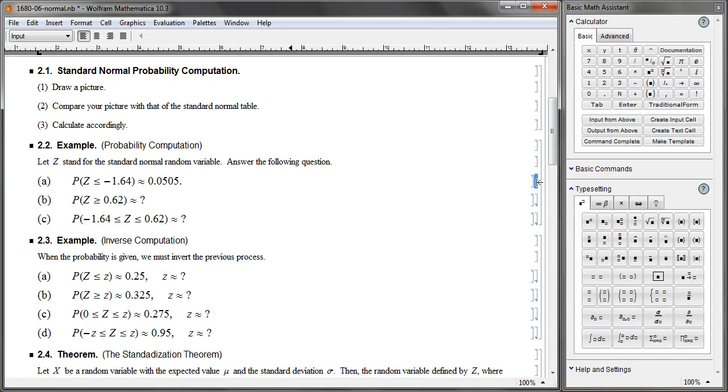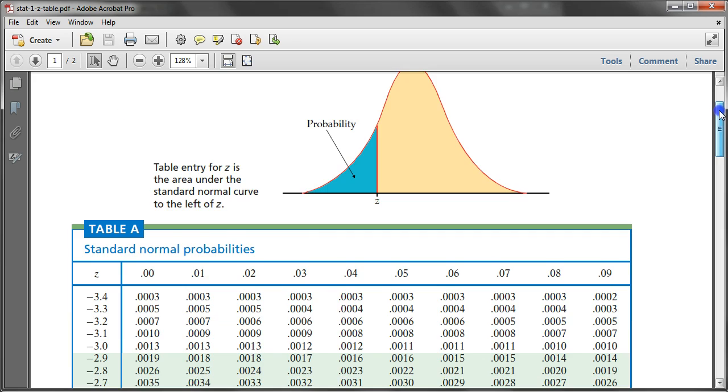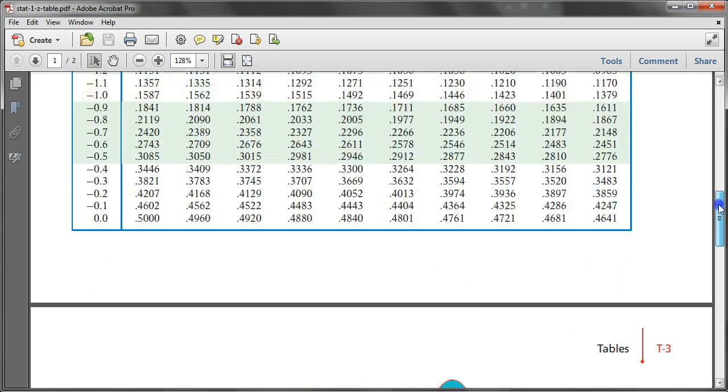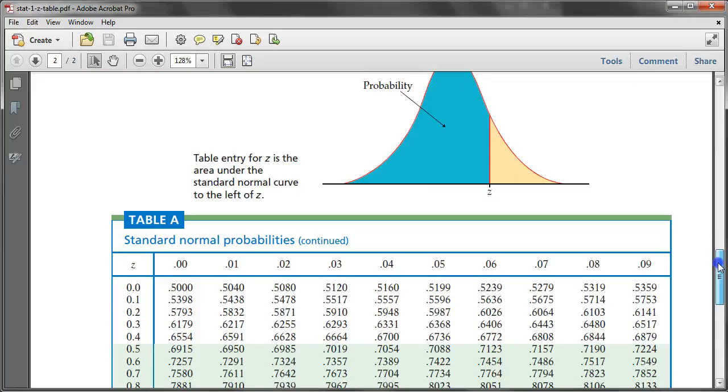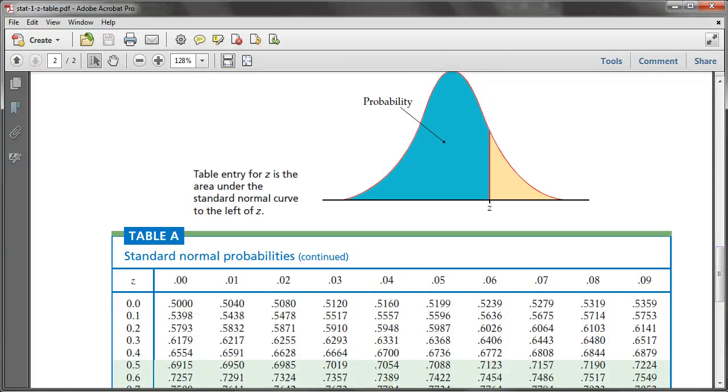The probability that z is greater than 0.62. So let's go over to the normal table, 0.62. All the z values from the first page are negative, so let's go over to positive. The second page, 0.62, right here, 0.7324.